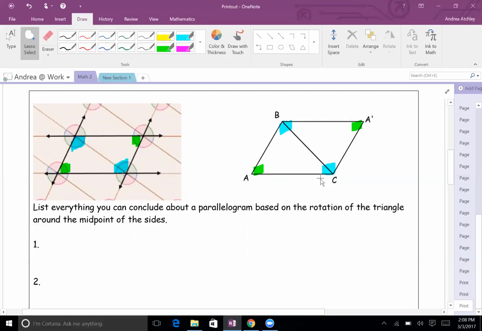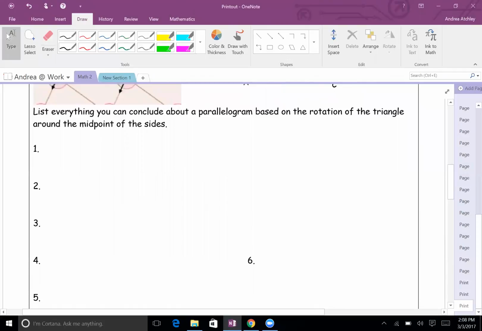What I need you guys to do, based on our rotations, is explain to me all of the properties we know of parallelograms, because I was able to rotate my triangle and create a parallelogram. So write down any properties that you notice that would apply to all parallelograms.